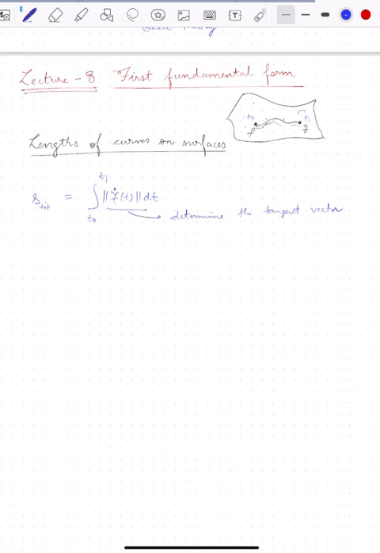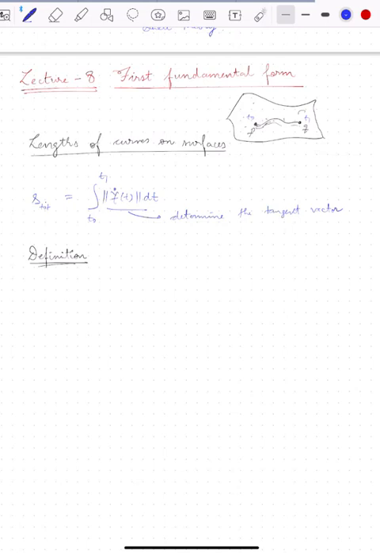So once we determine a tangent vector, we take its norm, and then it will of course be a pointwise function. So the tangent vector will vary with t, then we take its norm and integrate over the interval for t. So we come to a definition here, formally establishing what we are trying to say.